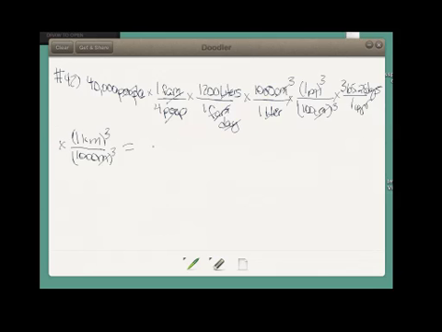Multiply all that out and you should have gotten 0.004 kilometers cubed used per year per family.